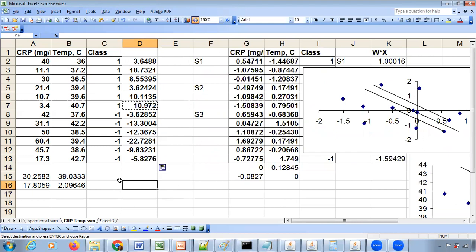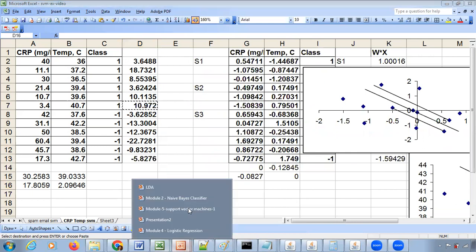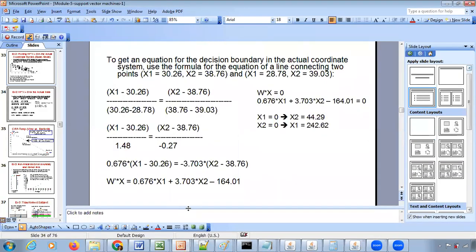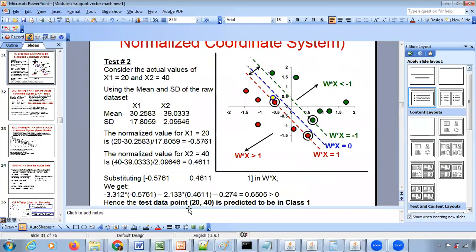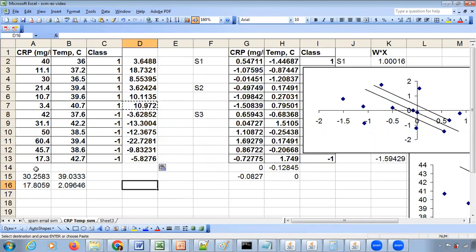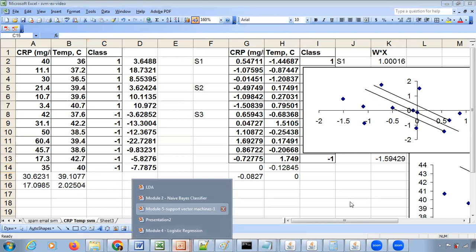So for our test point that we tried in the normalized coordinate system, which was like 35, 40, we can plug that here and see what we get for 35, 40. So you get -1, and that's what we found. Class -1. If you remember, for 35, 40, we said it belongs to class -1.